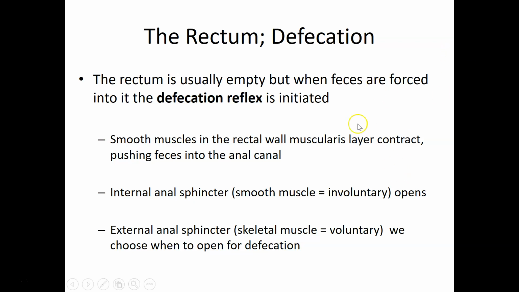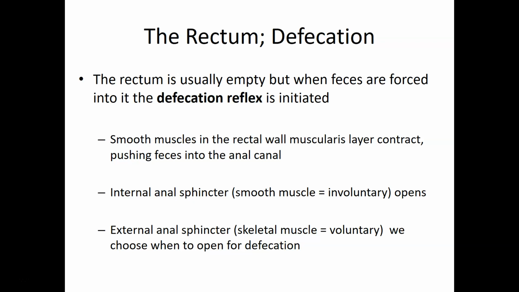Now, the defecation reflex involves the anal sphincter. The anal sphincter is the last sphincter in the alimentary canal. So, like other sphincters, that's controlling movement of material on, in this case, release of feces during defecation. So, when the anal sphincter opens, defecation occurs.